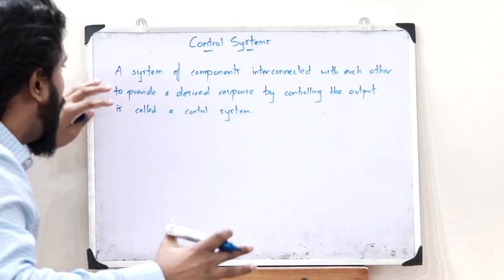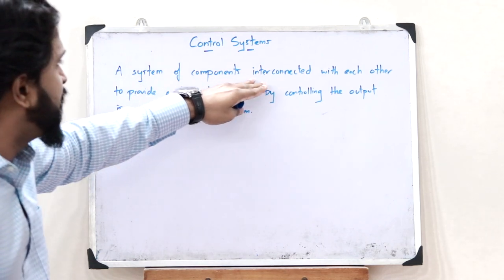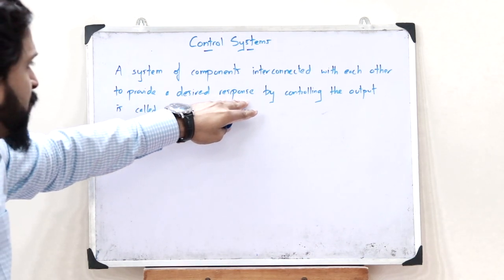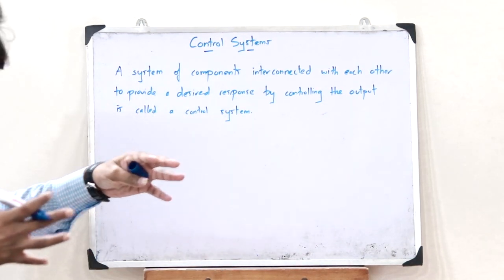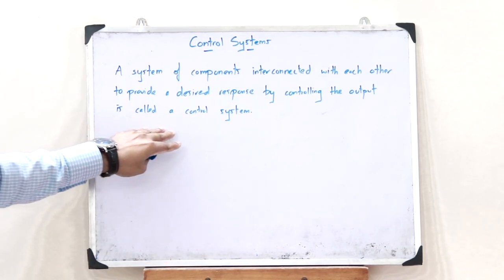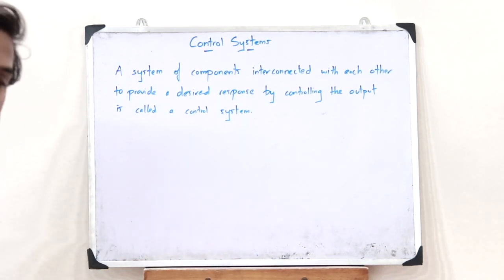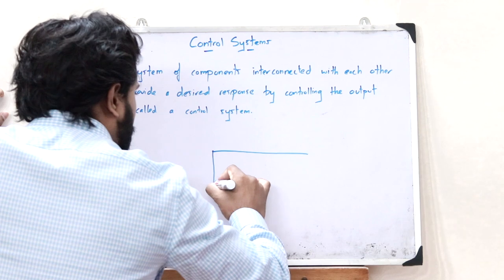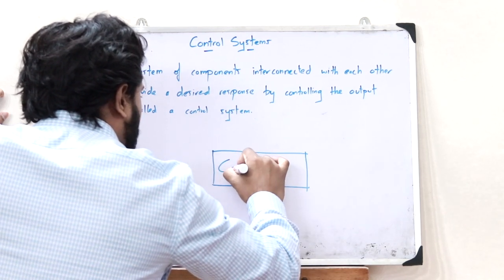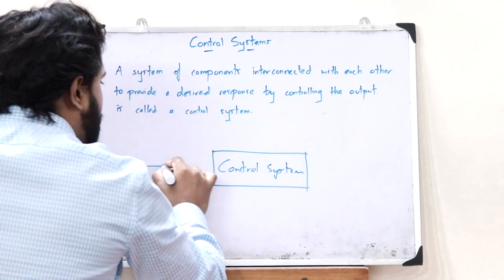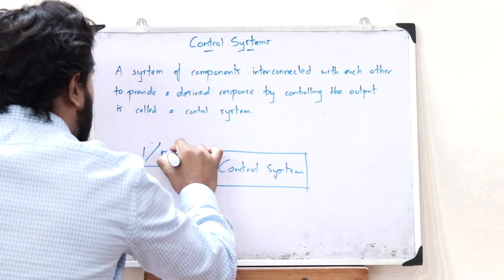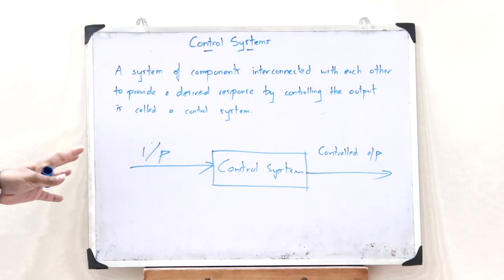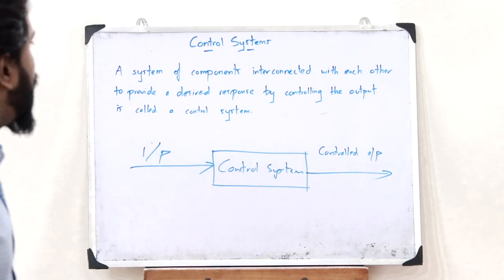So I've written it down: a system of components which are interconnected with each other in order to provide a desired response by controlling the output that we get from that system is what you call a control system. As simple as that. This is the basic simple diagram of a control system. Here we have a control system. When we give a particular input value to this, we get a controlled output value from this. This thus is simply what you refer to as a control system.